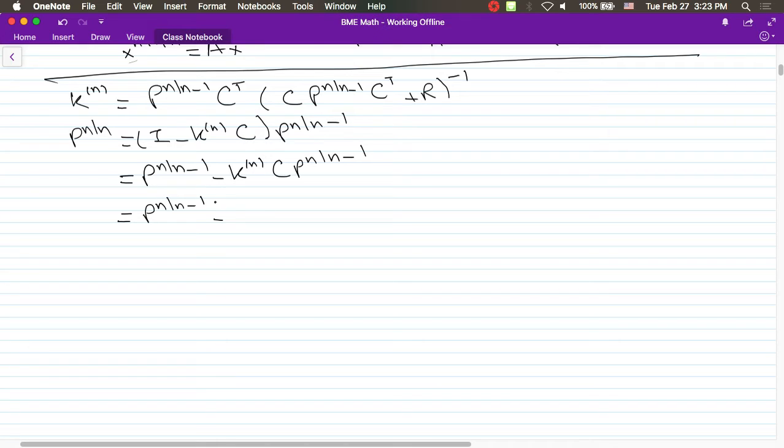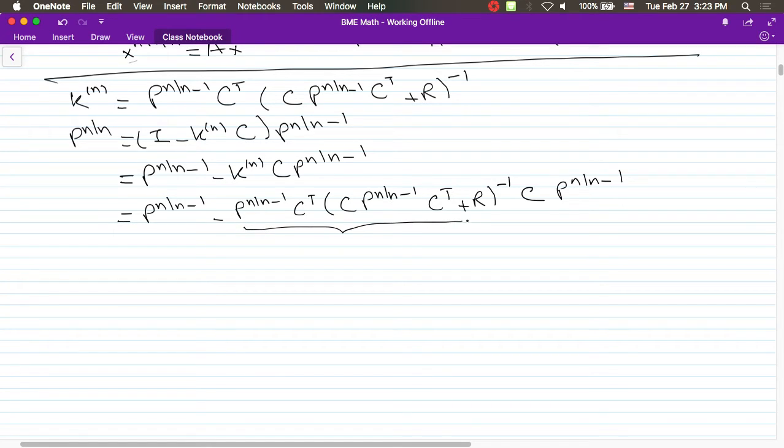I'm going to now plug in K. All I did is write this posterior uncertainty by plugging in what K is. I want to simplify this equation, which is a whole bunch of matrices being multiplied by each other. An important and useful linear algebra technique is called the matrix inversion lemma. And it goes like this.